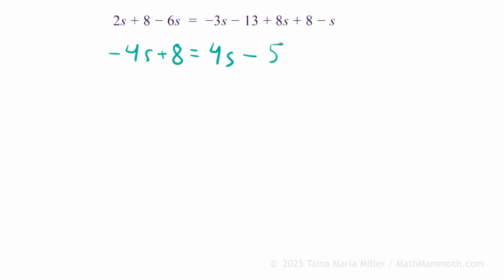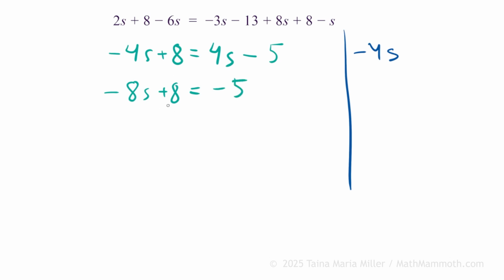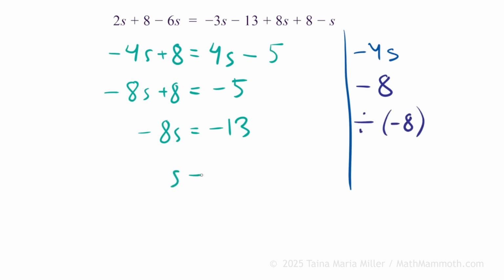All right, what's next? Several ways you can go about it, but let's say that I eliminate this term here so that we will have the terms with variables only on this side. I'll subtract 4s. So we have minus 8s. Then this gets eliminated and only negative 5 here. Then this one, we need to subtract 8 to eliminate that. And we get minus 8s equals negative 13. Lastly, divide by negative 8. S equals 13 over 8.